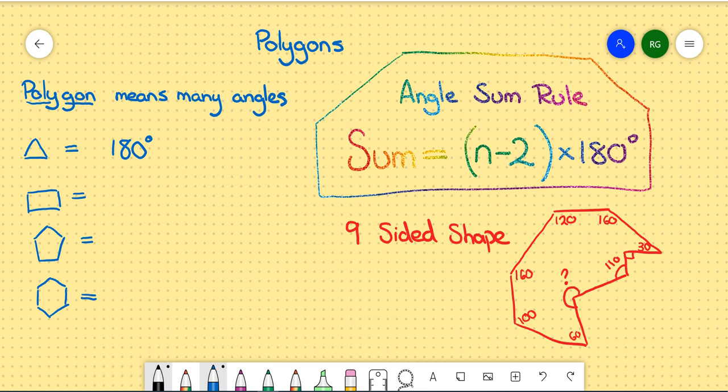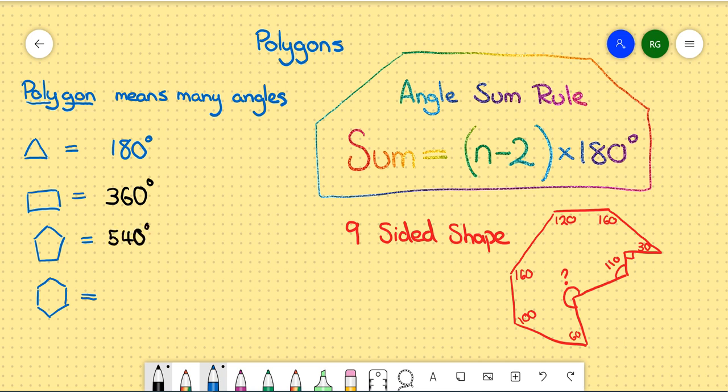First one is a triangle, and as previously mentioned in the triangles lesson, the internal angles of a triangle add up to 180 degrees. The internal angles of a four-sided shape add up to 360 degrees. Now, the question is, what is a five-sided shape? Is it 720? No, it's actually 540 degrees.